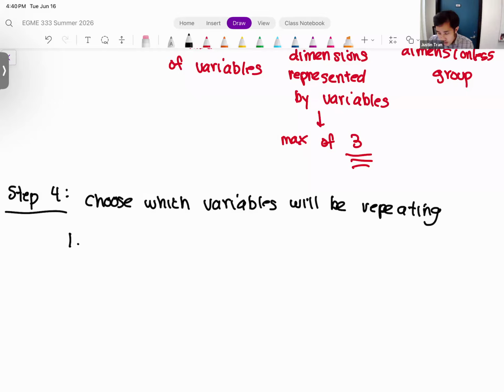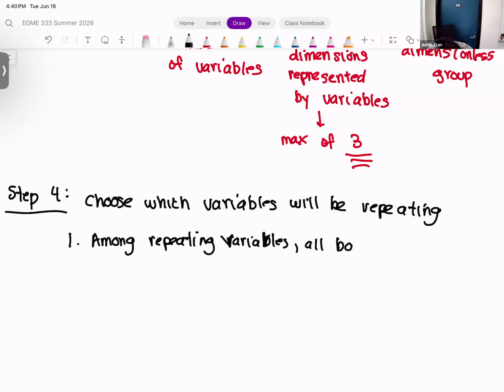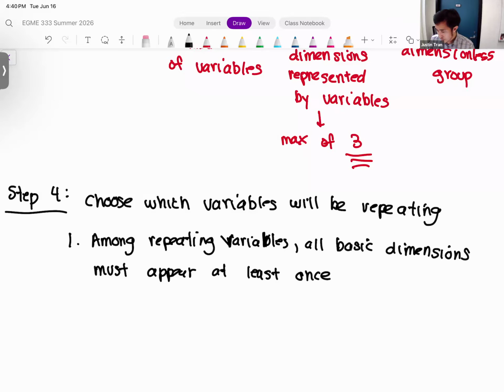The first criterion, hopefully fairly obvious, is that among the variables that are going to repeat, all of the basic dimensions have to be represented at least once. So mass has to be in at least one term, length has to be in at least one term, and time has to be in at least one of the variables. You can't leave one out, otherwise you won't be able to cancel out all the dimensions.